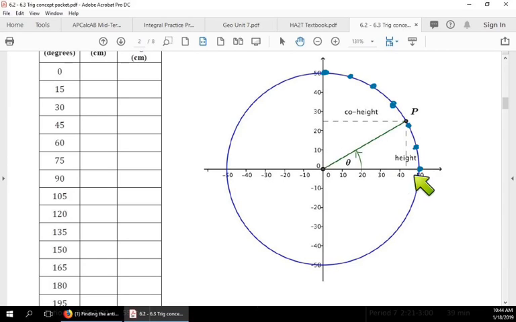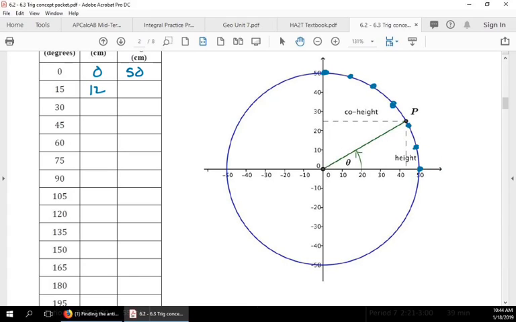Do you guys know what, on this diagram, the coordinates of this point right here are? Okay, so that one would be 50, 0. So the coordinates right there are 50, 0. If you were to measure the height of this point, it'd be 0, right? It's because it's right on the x-axis. If you were to measure the co-height, which is this column right here, that would be this distance, starting right here at the y-axis, and you go all the way up. That'd be 50.